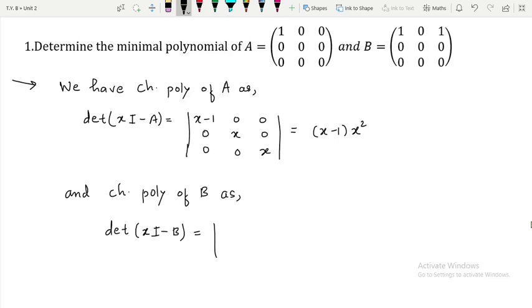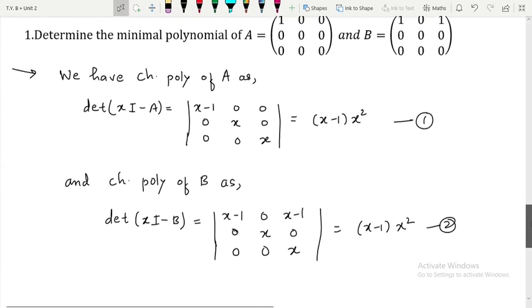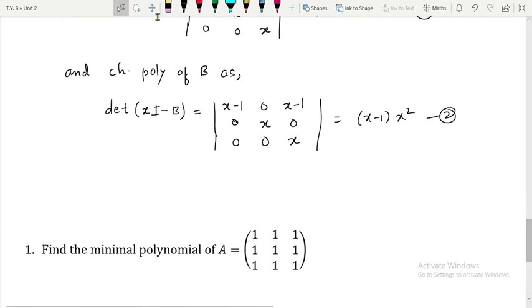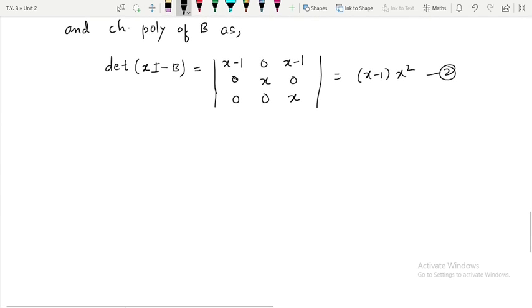is equal to the determinant of x minus 1 0, x minus 1, over here it is 0, it is x, it is 0 0 0 and x. So it is an upper triangular matrix, and again the determinant is the product of diagonal elements. So therefore from 1 and 2 you can see that the characteristic polynomials of A and B are same. Now the question is whether the minimal polynomials will be same or not, isn't it? So I will say therefore from 1 and 2 we observe that.